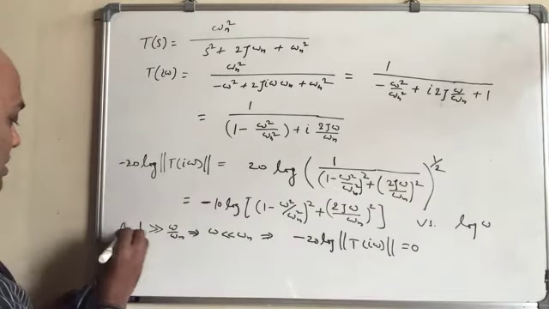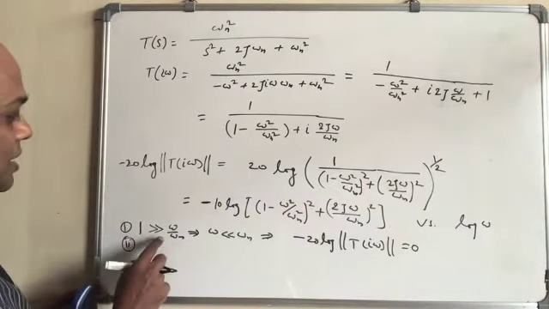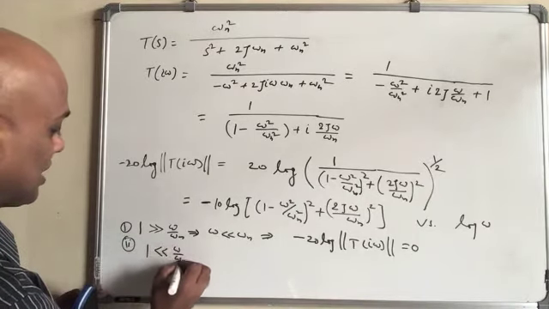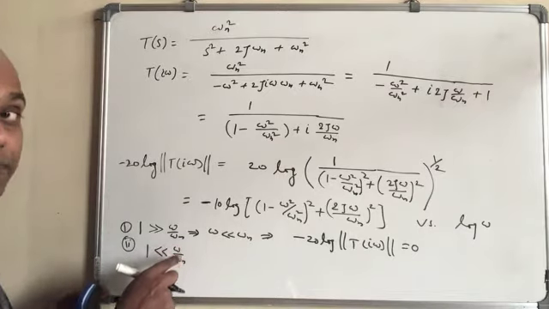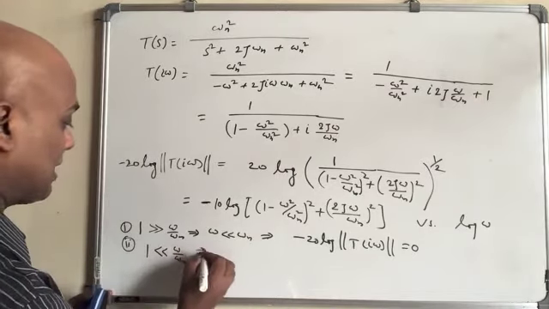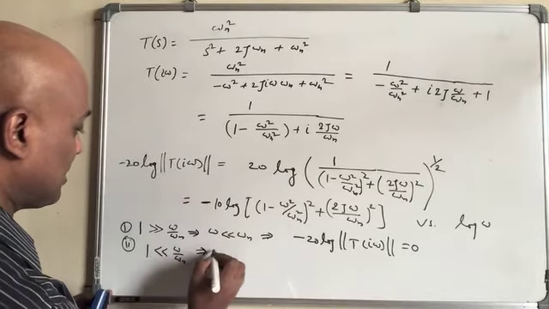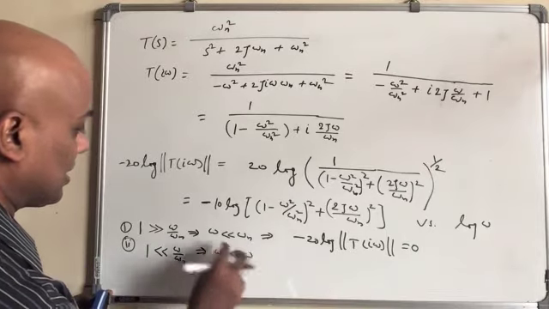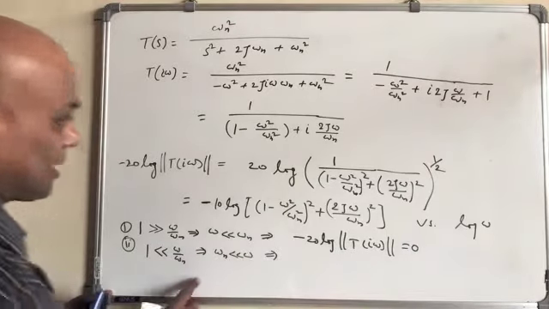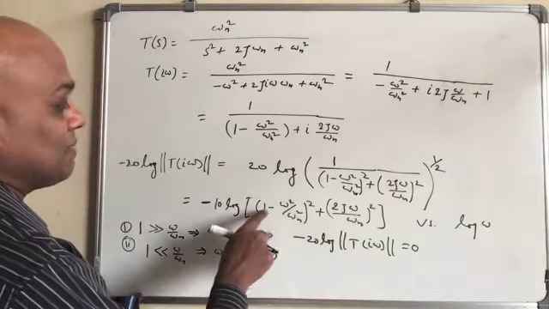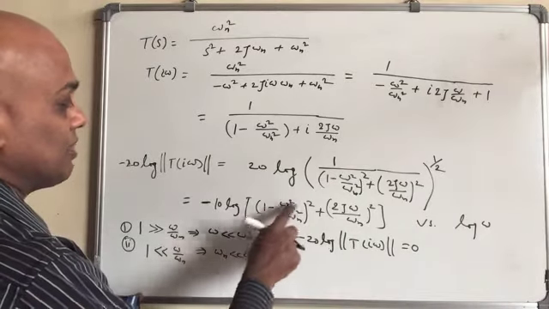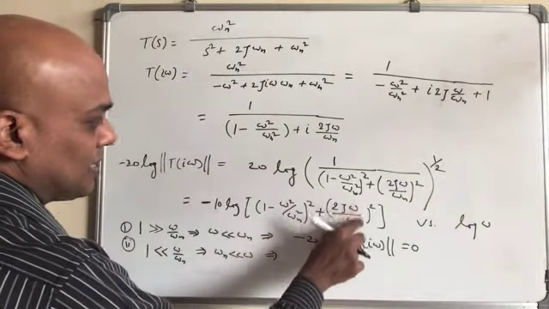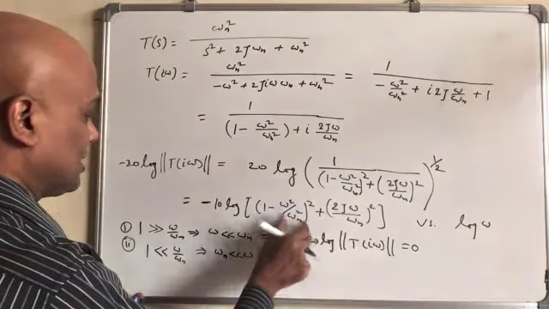Case number 2 will be the opposite. When 1 is far less than omega over omega n, meaning omega is far bigger than omega n, just the opposite of that case. In that case, what happens? We are going to neglect this because this is much bigger, and here you see omega square and then omega square again, but here just one square, so only this will dominate.